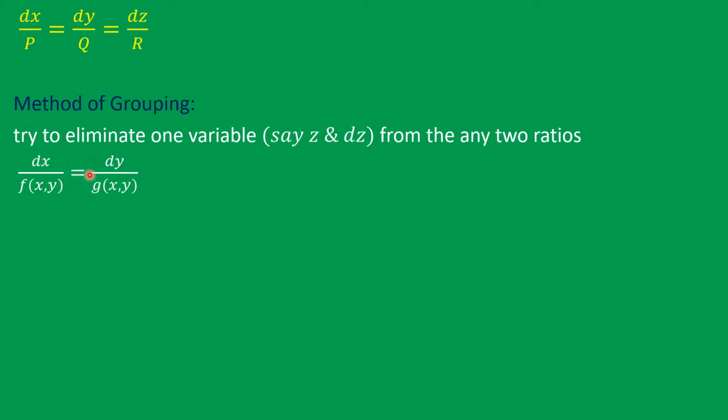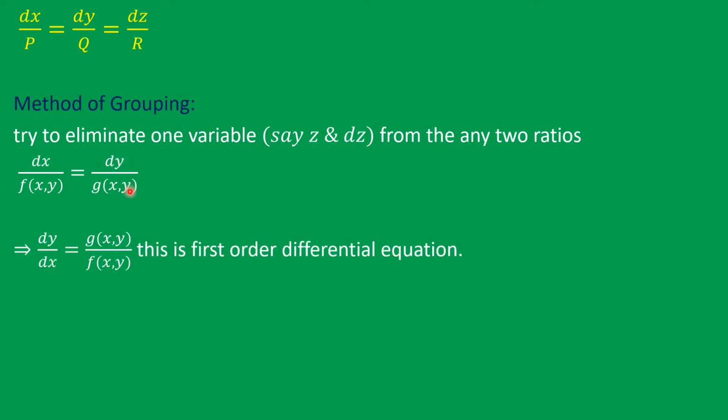dx upon some function of x and y is equal to dy upon some function of x and y. That means dy by dx is equal to some expression, which is a first order differential equation that we can solve by using previously learned methods. Similarly, we can find the second solution, and this is how we can solve this.